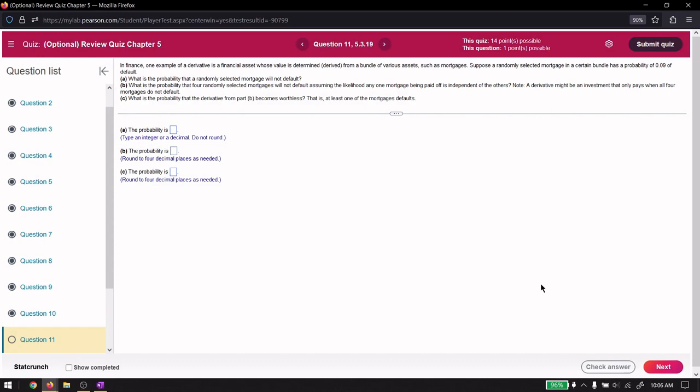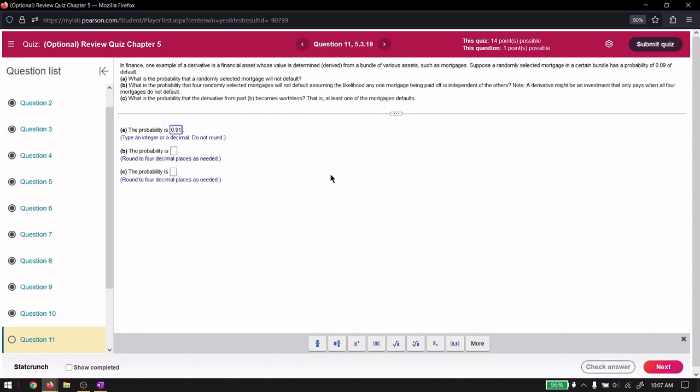In finance, one example of a derivative is a financial asset whose value is derived from a bundle of various assets such as mortgages. Okay, we have a randomly selected mortgage that has a probability of 0.09 of default, or not being paid. So what is the probability that a randomly selected mortgage will not default? If it's got a probability of 0.09 to default, then for it to not default would be the complement of that, or 1 minus 0.09, 0.91.